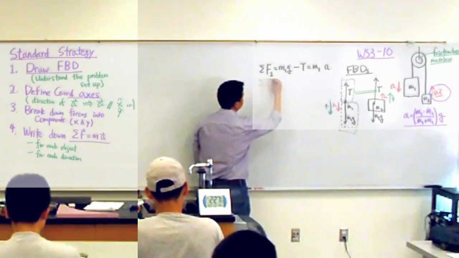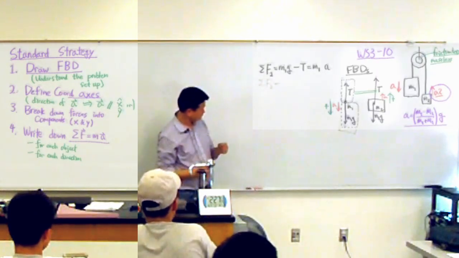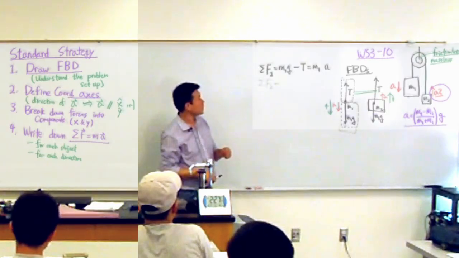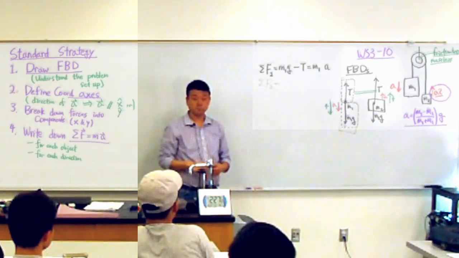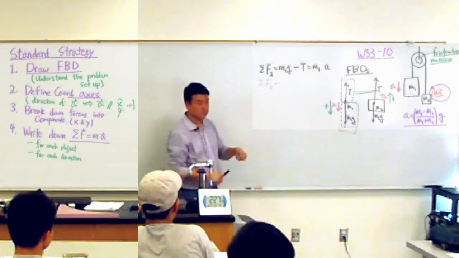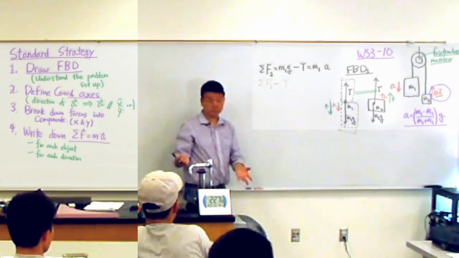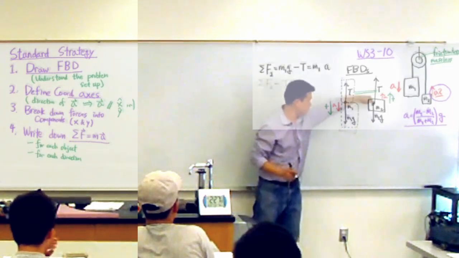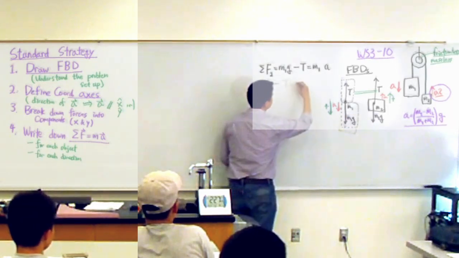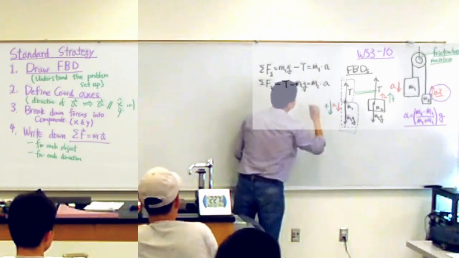I need to write down an equation for mass 2. So net force on mass 2 is equal to, so what are the forces in the positive direction? Tension, right? So tension. What are the forces in the negative direction? Gravity, m2g, it's in the opposite direction, so minus m2g. And that's equal to m2 times acceleration.